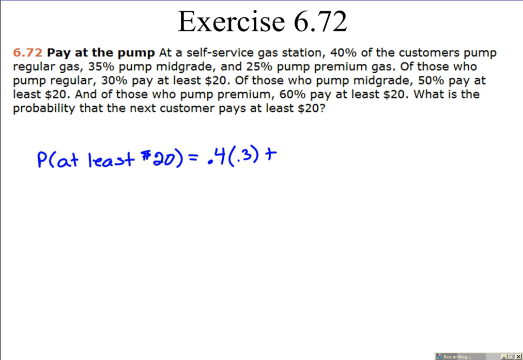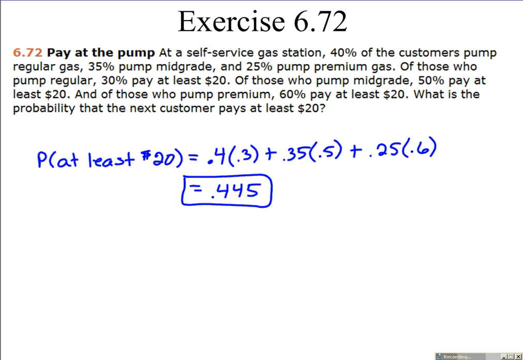Or, which is why it's addition, the person could pump mid-grade, 35% chance they do that. And if they pump mid-grade, we know of those 35%, 50% pay $20. Or, again addition, they could pump premium, which is 25% of the customers, and 60% of those customers spend at least $20. Multiply all that out, add it all up, we get 0.445. So about a 44.5% chance that the next customer is going to pay more than $20.